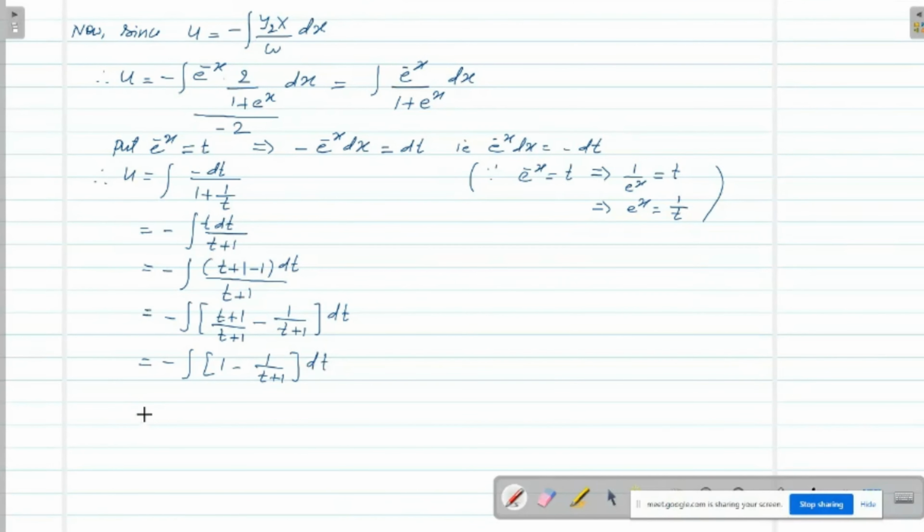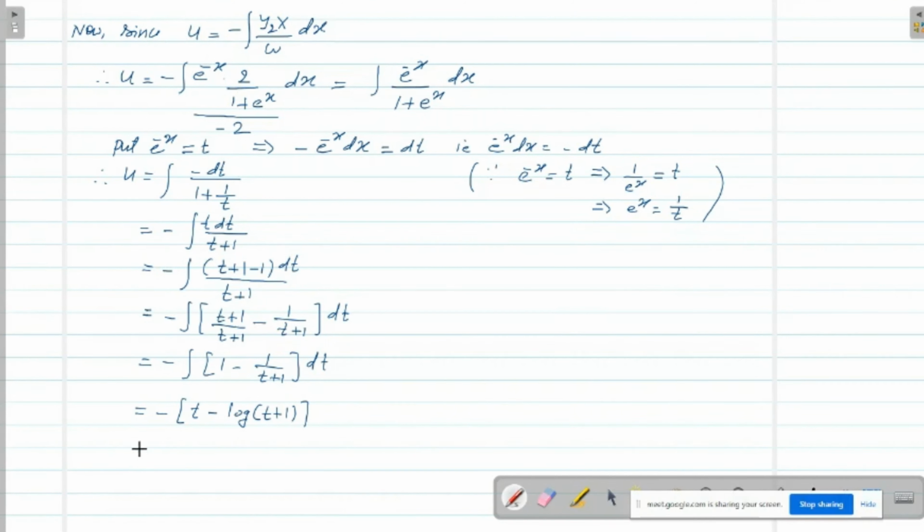Now we can integrate it easily. So this is minus, integration of dt will be t, and minus integration of 1 upon t plus 1. This is of the form 1 upon x, and integration of 1 upon x is log of x. So just write down: log of t plus 1.